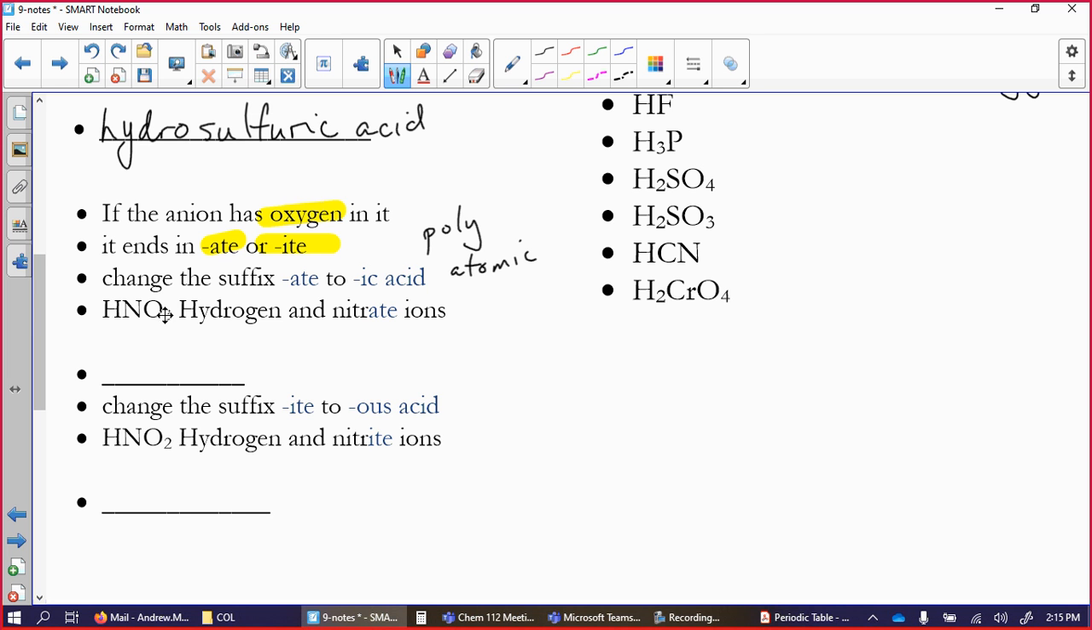So HNO3, well, this has got 1, 2, 3 oxygen atoms. NO3 is nitrate. So if it's got an oxygen in it, we don't worry about the prefix. We're going to take nitrate and change the ate to ic. And HNO3 is nitric acid in its concentrated form. It's really fun. If you get it on your hands, it oxidizes your skin and turns it yellow.